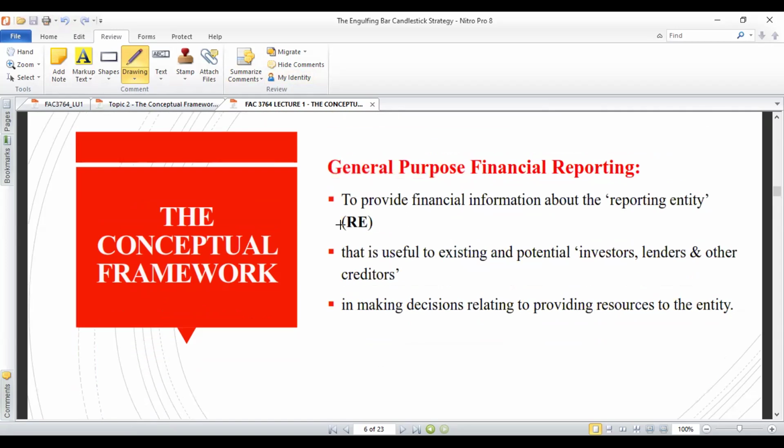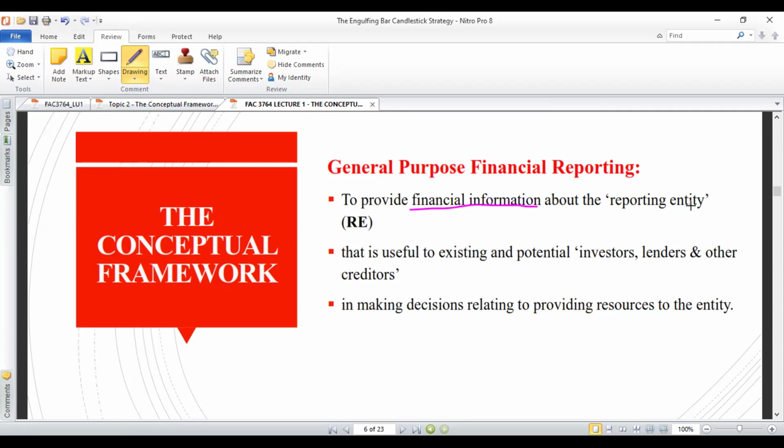Now, RE stands for reporting entity. So what is the general purpose of financial reporting itself? First of all, we spoke about the general purpose of a conceptual framework. Now we are talking about the general purpose of financial reporting. Why do we have financial reporting in the first place? Financial reporting is there to ensure that there's provision of financial information about the reporting entity.